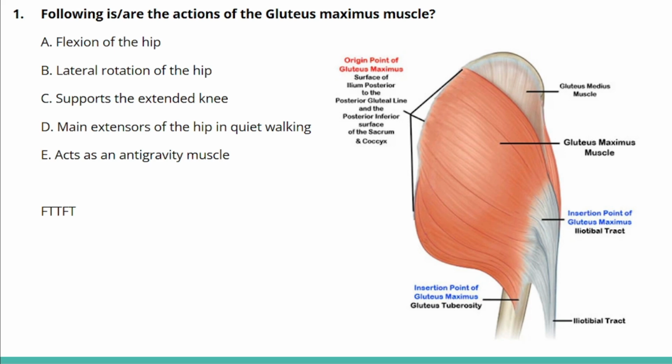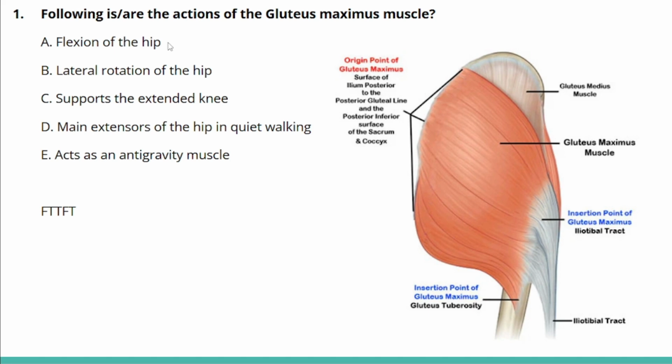But in other instances like quiet walking, when the hip is in mid position, it does not elicit a significant function. In this instance where quiet walking happens, the hamstrings are the muscles that come into play and function as main extensors. And during the act of sitting down from standing, again the chief anti-gravity muscle is the gluteus maximus. Alright, so we'll go through the answers.